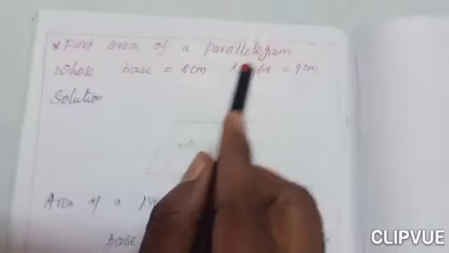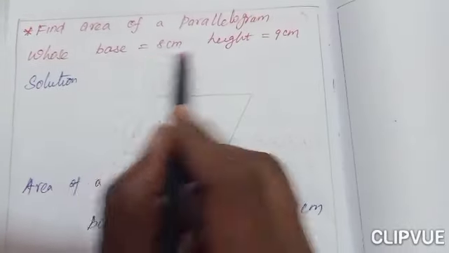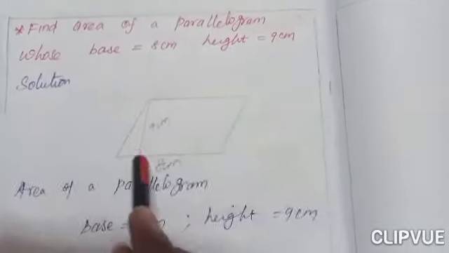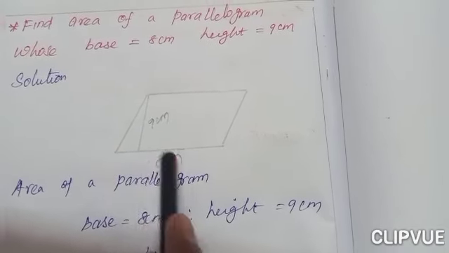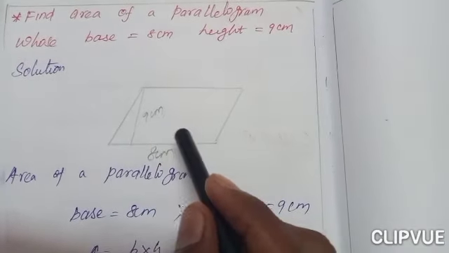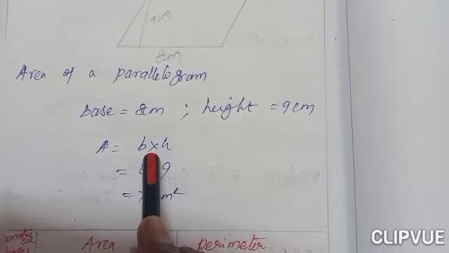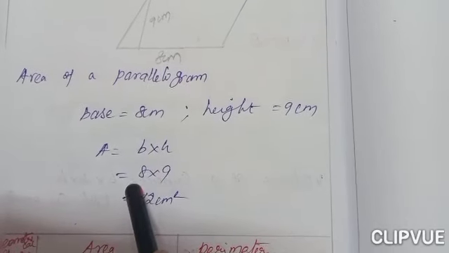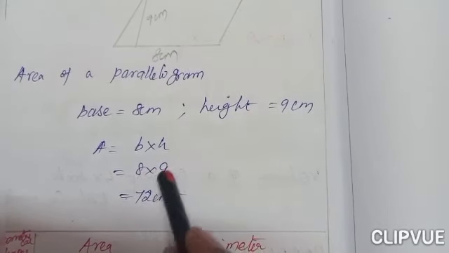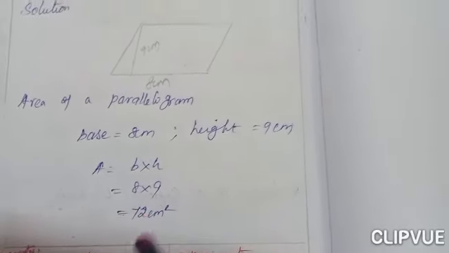Find the area of a parallelogram. Base is 8 cm and height is 9 cm. Look at the diagram: 8 cm and 9 cm are the base and height of the parallelogram. We know the area formula of a parallelogram, A equals base into height. So base is 8, height is 9, 8 9s are 72.